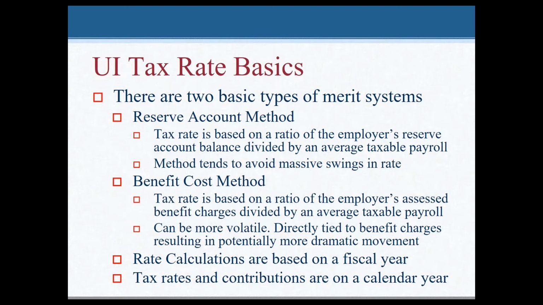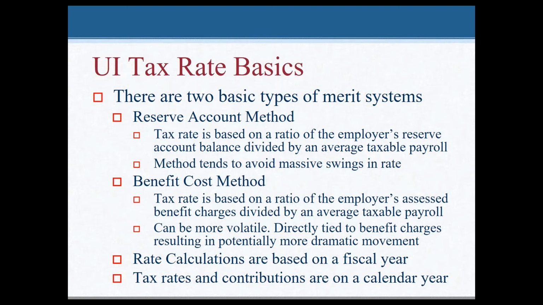The other method is called the benefit cost method, a tax rate based on the ratio of the employer's assessed benefit charges divided by that average taxable payroll. This is a much more volatile system, directly tied to the amount of benefit charges you have in any given year. Texas and Oklahoma, for example, are examples of this type of system. Kansas, Missouri, Pennsylvania, and other states like that are examples of the reserve account method I was describing earlier.